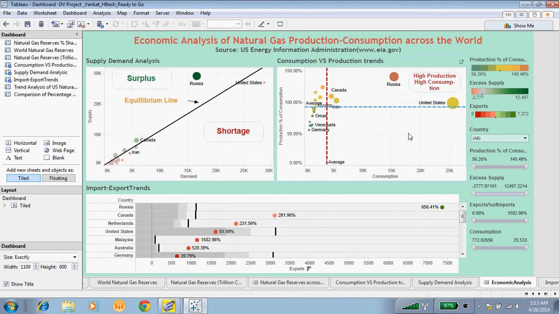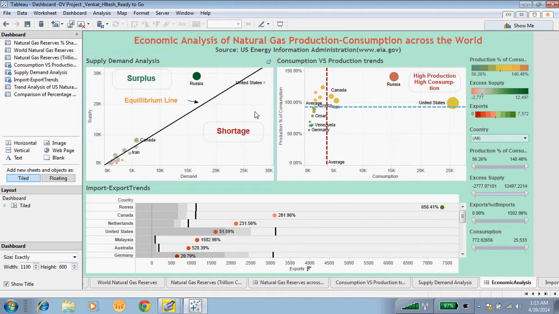And coming to the supply and the demand over here, we have drawn an equilibrium line where supply is equal to the demand. So if you see all these countries, they're almost having equal supply and equal demand. Whereas if you see Russia, it is on the higher side, so that means it has more surplus, and the United States is on the lower side, so it has a shortage.